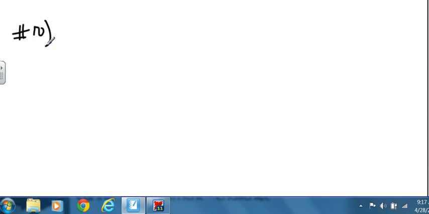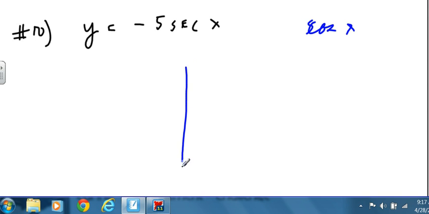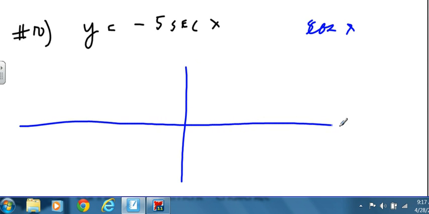Okay, so I've got y is equal to minus 5 secant of x. My plan is to draw the cosine curve first. So I'm going to draw a cosine curve, and I know my period's 2 pi.